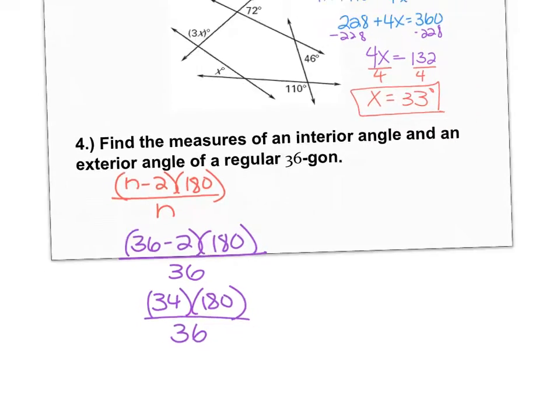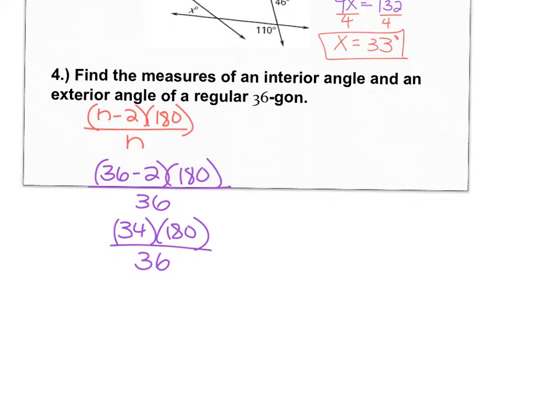And then I can either multiply that top out and then divide by 36 or reduce it as much as I can as I go. So I can say that this would be 17 and this is 18. And I can go a step further and say that this is 1 and this is 10. So all that's left in the top is 17 times 10, or 170, and the bottom is just 1.